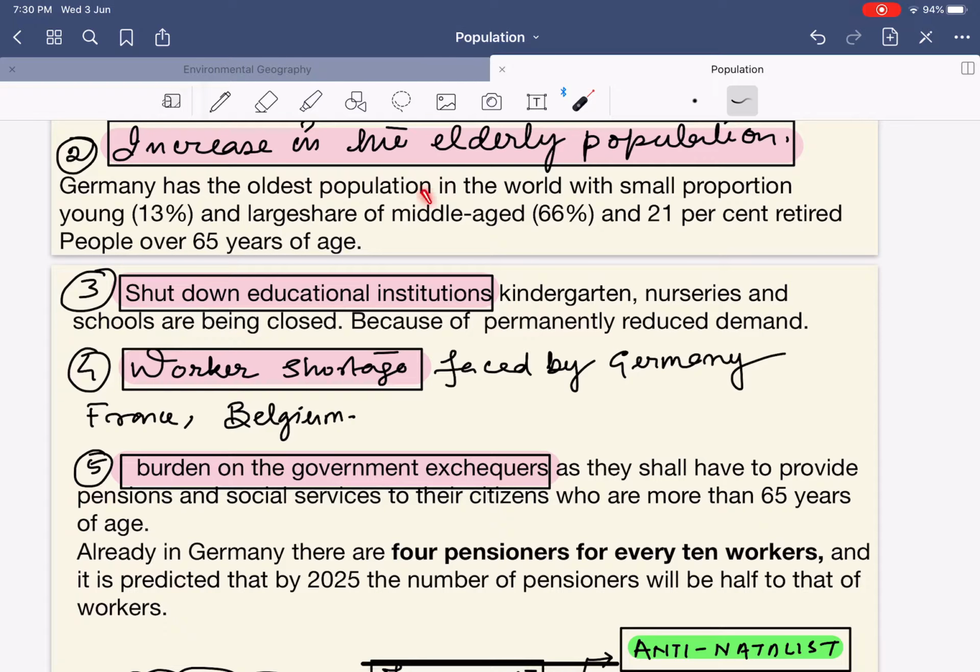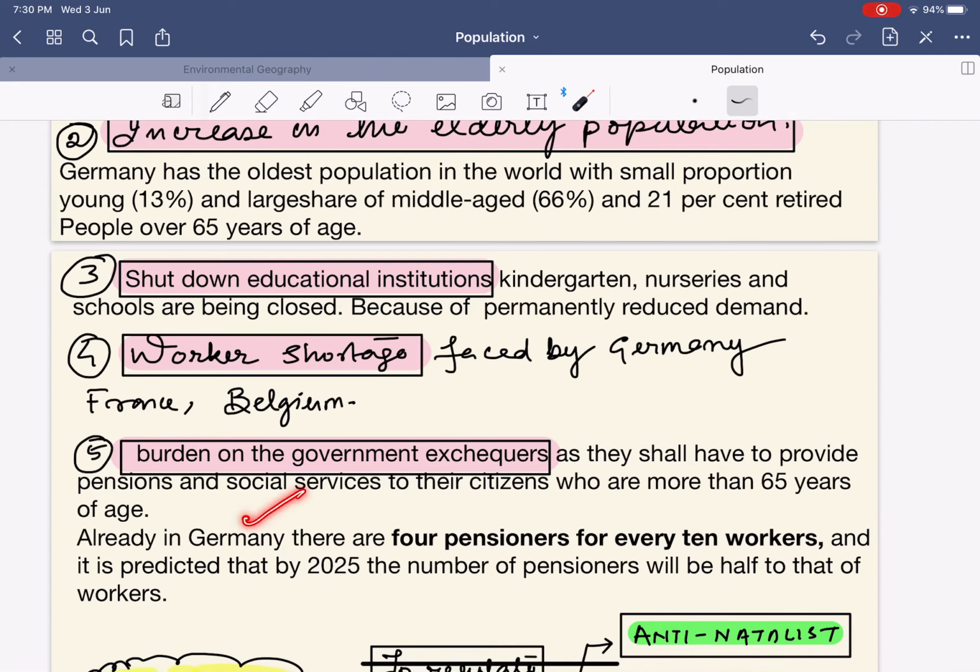Now, if you look at this elderly population, I want you to look at this statement, which says there is a burden on the government exchequer, because basically they have to provide pension and other social services to the citizens who are more than 65 years of age. Already in Germany, there are 4 pensioners for every 10 workers, and it is predicted that by 2025 the number of pensioners will be half that of the number of workers. These are the things that you must understand. What is basically the biggest demerit of longevity?